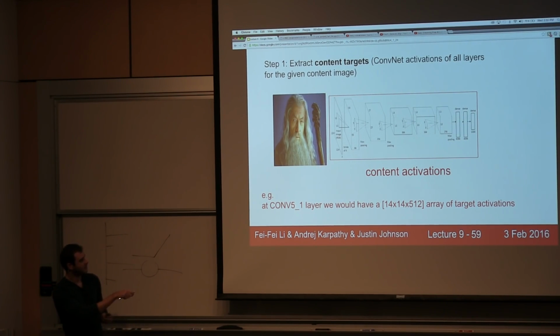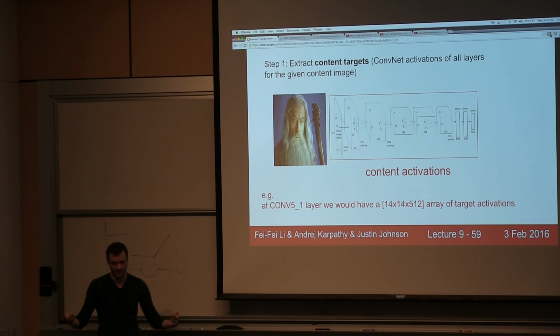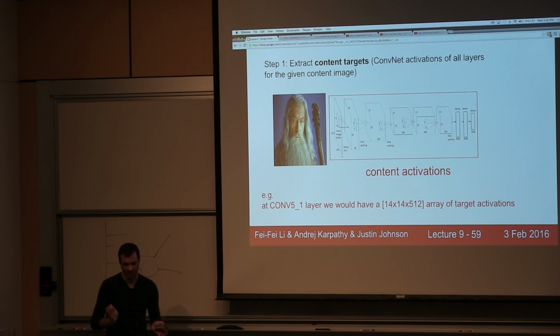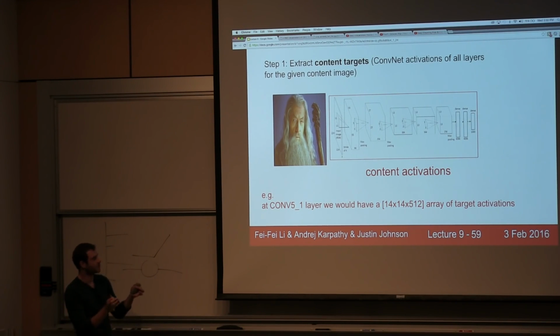So for example, in VGGNet, there's a layer that might have this activation size. We're just going to store those raw activations. Very simple so far. And we're going to say that these raw activations basically correspond to the content of the image. That's how we're going to call it. These raw activations correspond to the content.